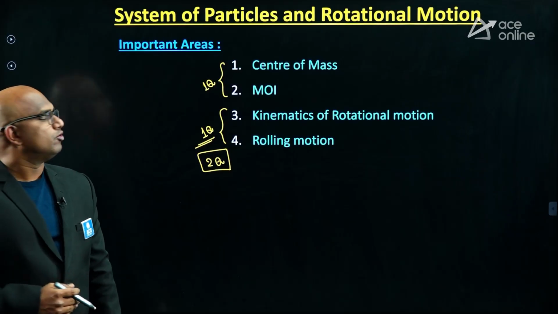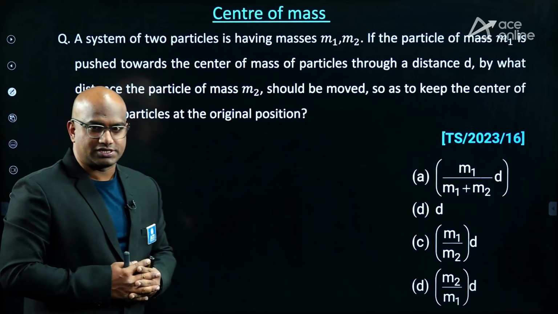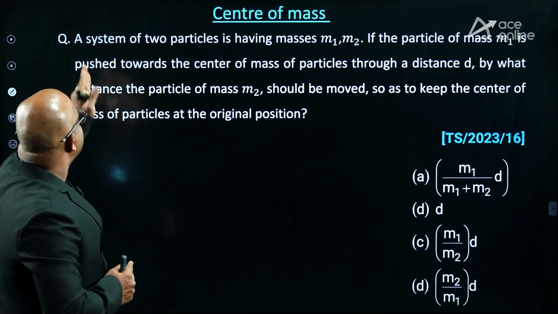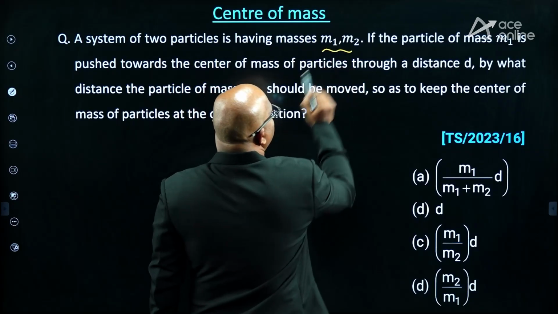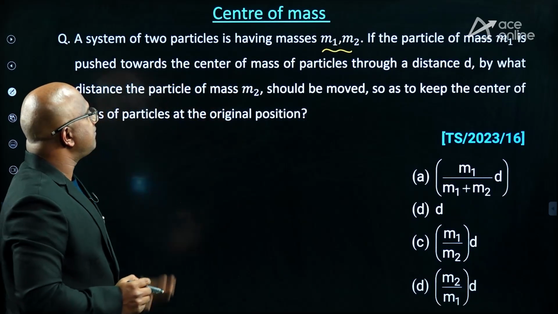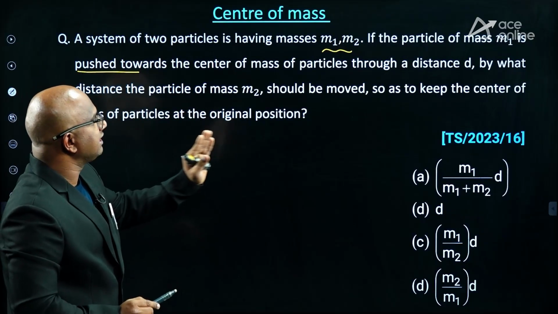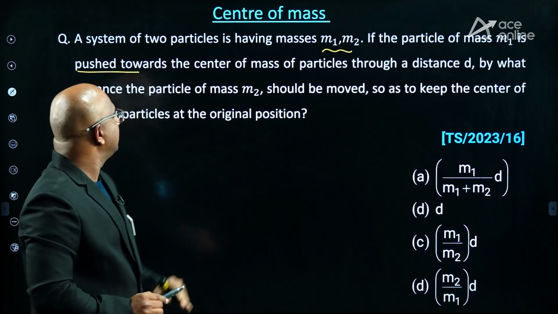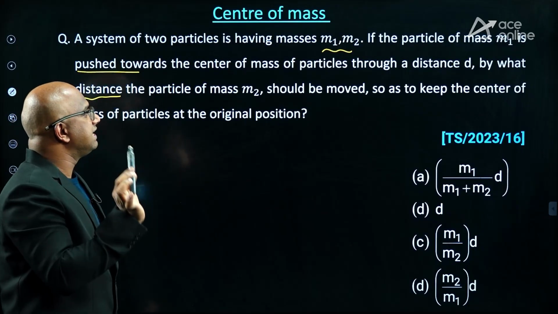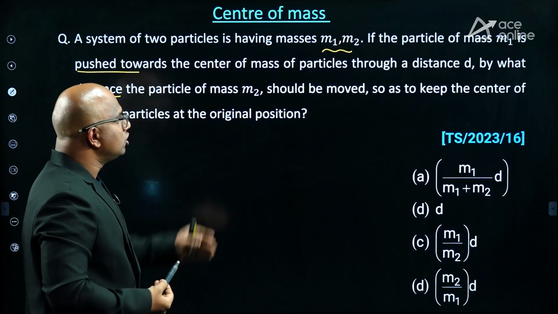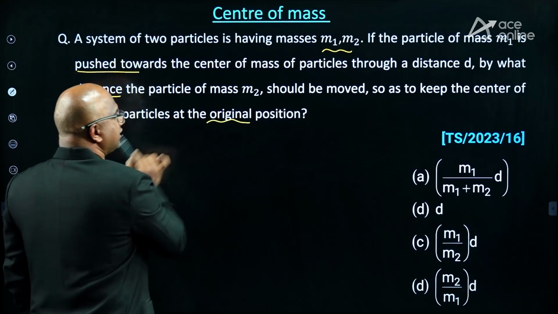Okay, so moving forward, let's start with the center of mass questions, guys. A system of 2 particles is having masses m1 and m2. If the particle of mass m1 is pushed towards the center of mass of the particles through a distance d, by what distance should the particle of mass m2 be moved so as to keep the center of mass of the particles at the original position?